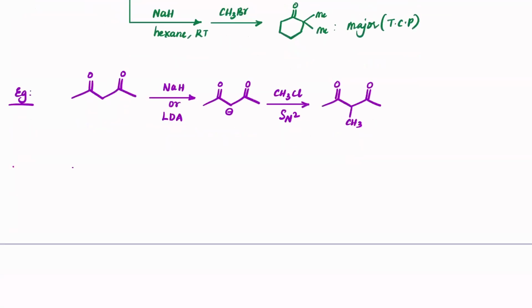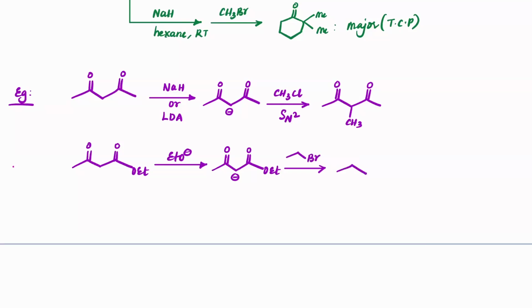Another example, suppose you have a double bond here, double bond O here, and OEt is present. And I use EtO minus. EtO minus is also a strong base. It will extract the proton from this position, which is an active methylene position. And then imagine you react with ethyl bromide. Then we can say that ethyl will get substituted here like this, and OEt will form.